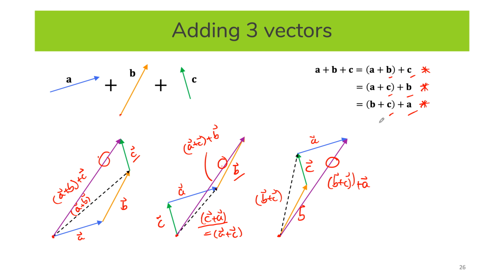So we have shown graphically that if you have three vectors to add, you can pick any pair, any two vectors to add first, and then you can add the rest of the vectors into it.